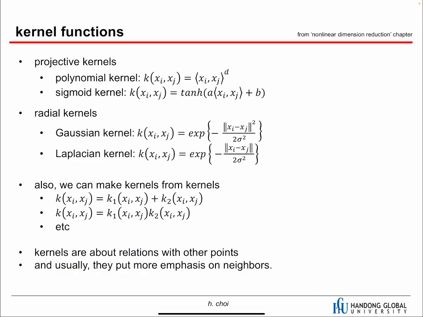And what kind of kernel functions do we have? These are the popular kernel functions: polynomial kernels, sigmoid kernels, and radial kernels. Actually, I think the radial one is the most popular kind of kernel. More importantly, we can make kernels from kernels. If K1 is a kernel and K2 is a kernel, then by sum we have another kernel, or by product we can have another kernel. So we can make other kernels from kernels. And the kernels are about the relations with other points, and usually they put more emphasis on the neighbors.